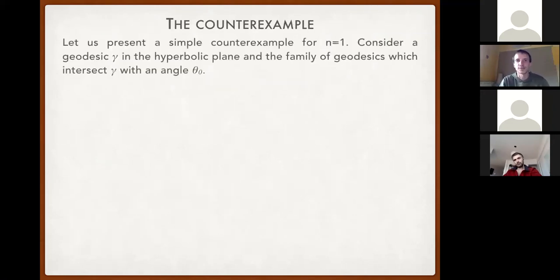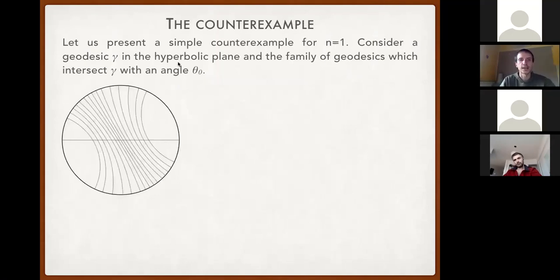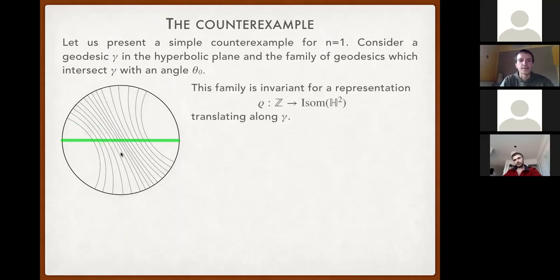The counterexample is very simple. I will give it in dimension 2, so n equal to 1. Here's a picture. Consider a geodesic gamma in the hyperbolic plane, and consider the family of geodesics which intersect gamma with a certain fixed angle, theta 0, a constant between 0 and pi.